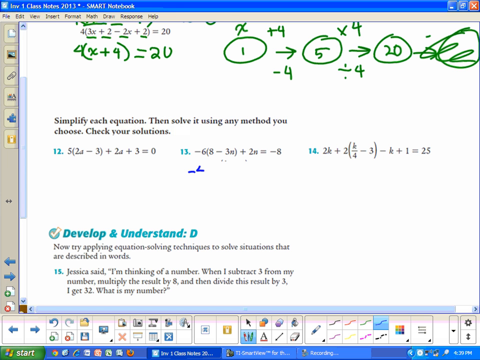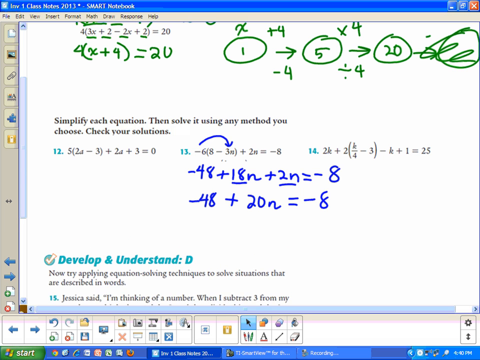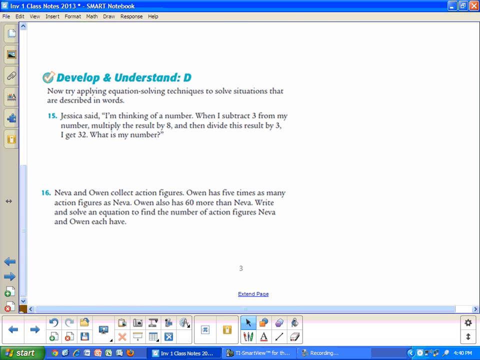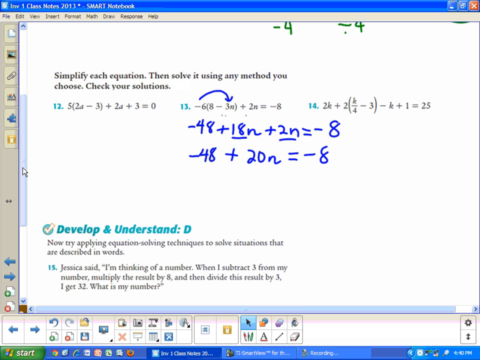So I'm going to make this negative 48. And then we have a negative times a negative, which is a positive 18n plus 2n equals negative 8. And I can combine the 18n and the 2n and just make that 20n. And so I get that. I'm going to just continue doing the same thing to both sides.